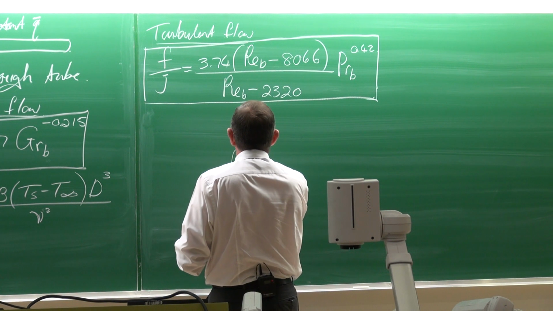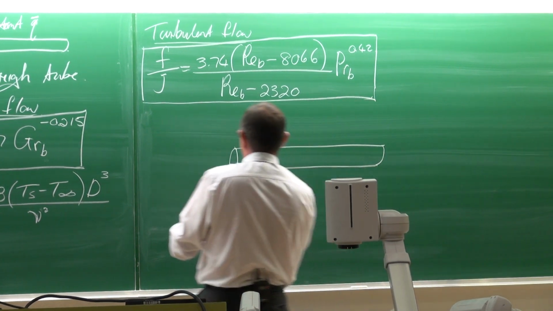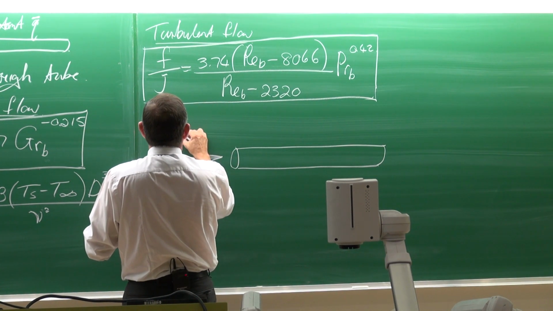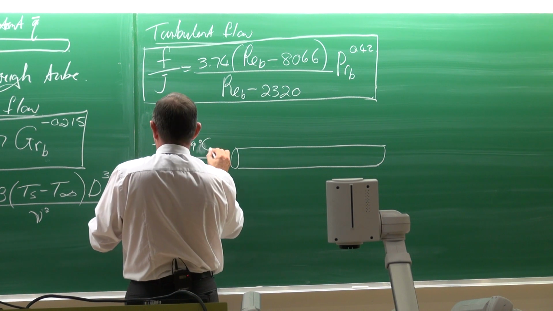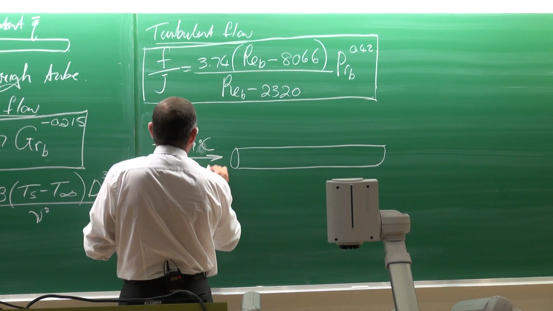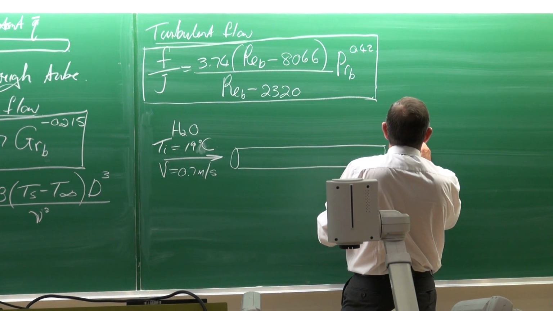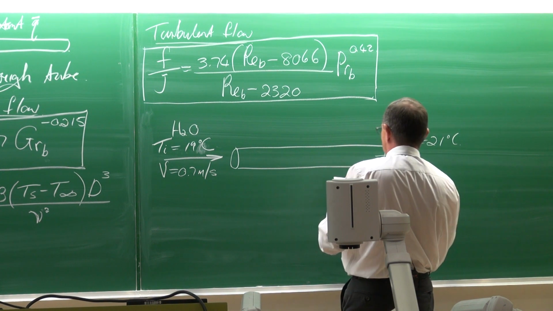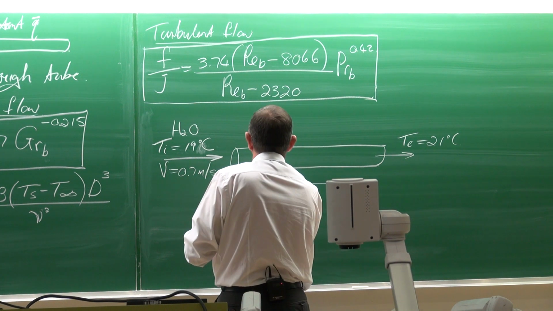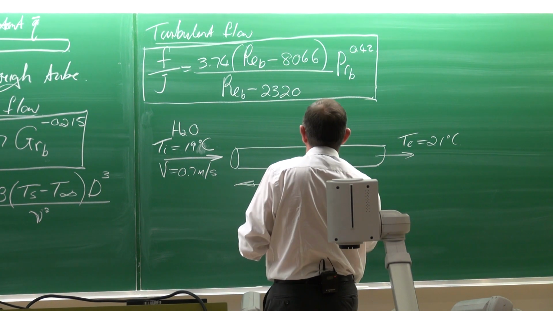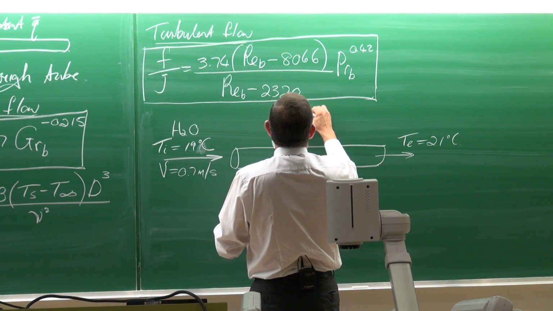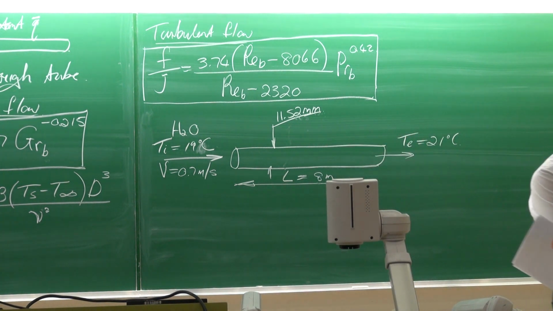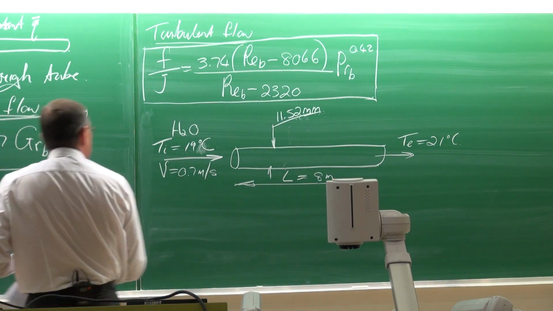Let's do an example. This example is going to be flow through a tube. It's going to be water at an inlet temperature of 19 degrees Celsius. The velocity is 0.7 meters per second. The outlet temperature is equal to 21 degrees Celsius. The length of the tube is equal to 8 meters. And the tube diameter is 11.52 millimeters, almost a half inch tube. And the tube is being heated at a constant heat flux.